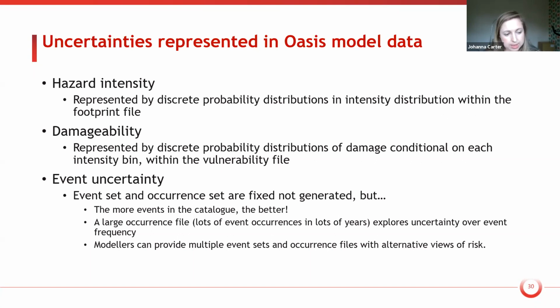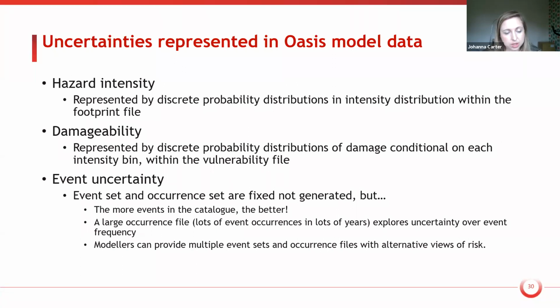And the final note is that modelers can provide more than one. You can provide multiple event sets, for example, a historical set and a stochastic set. You can also provide multiple occurrence files. Perhaps you will consider different clustering assumptions about events. So you can provide multiple sets which have different alternative views of risk associated with them.